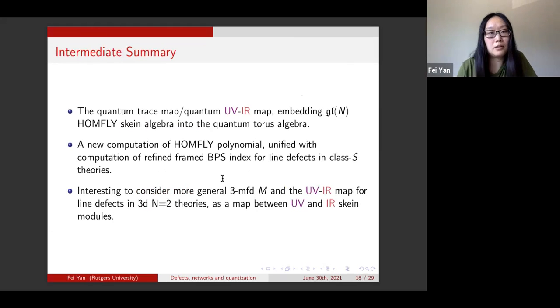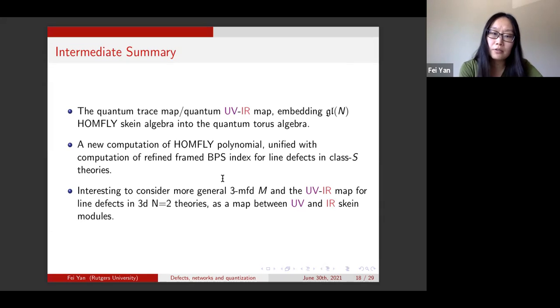Okay, so let me make an intermediate summary. I described to you a quantum UV-IR map, or quantum trace map in the Hitchin system sense perhaps, which embeds the GL_N, hopefully skein algebra, into the quantum torus. This map gives you a new computational, hopefully polynomial, method, and moreover, it unifies it with computing refined framed BPS indices for the line defects in class S theories. And let me mention some possible interesting further directions. Although I have been mentioning these directions for a while, they're still interesting to say.